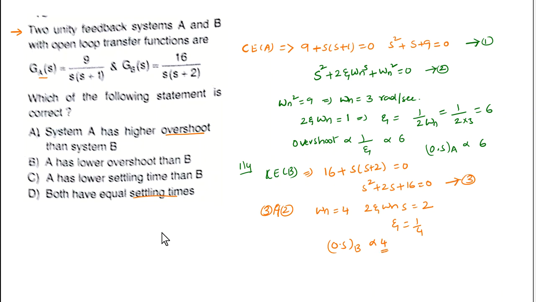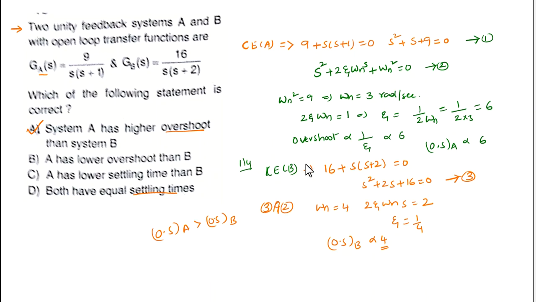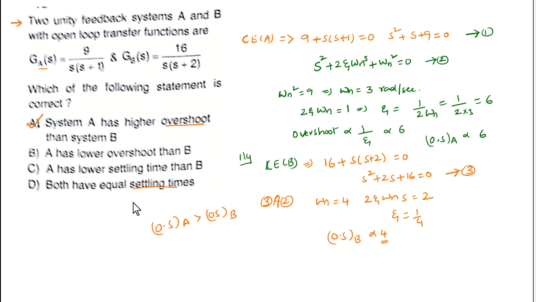So from this we can say the overshoot of A is greater than the overshoot of B here. So system A has higher overshoot than system B. So this is the answer from this derivation. Now I want to discuss the settling time. As the overshoot is more, overshoot is proportional to settling time Ts here. So the conclusion is that system A is having more settling time compared to the second transfer function here. So from this conclusion, I can say that A will be the right answer here.